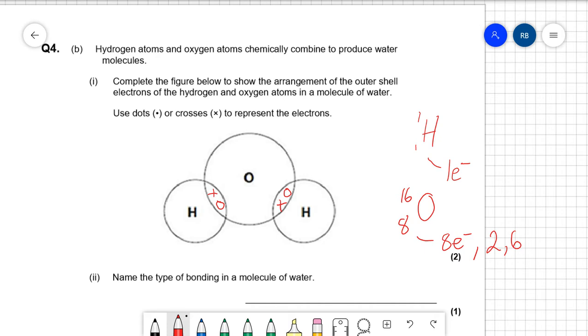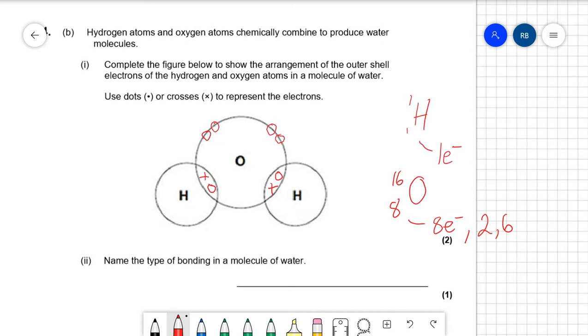Now, how many does it have in its outer shell? It has 6. It's got 2 already. I'm going to put the other 4 in pairs. We don't have to, but why not? Pairs are more useful. And there we go. 6 circles and 2 crosses, 1 each for the hydrogen atoms. We count, and we have 1, 2, 3, 4, 5, 6, 7, 8 for the oxygen, and 2 each for the hydrogens. I think that's going to be a good answer.